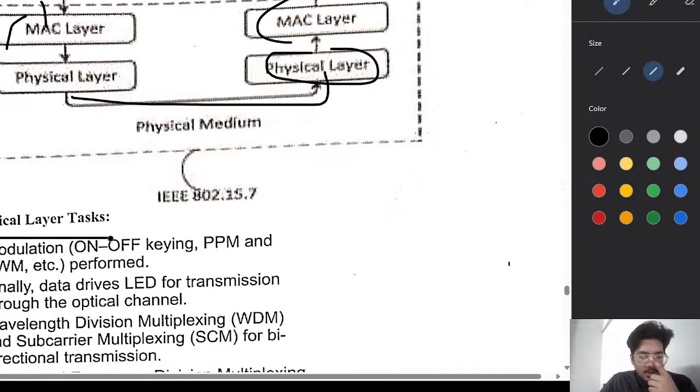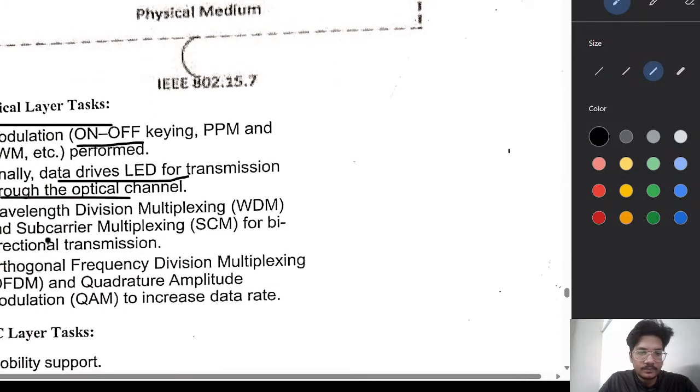Physical layer task. The physical layer task is modulation, on off keying, PPM and PWM, when data drives the LED for transmission through the optical channel. Also wavelength division multiplexing, subcarrier multiplexing, bidirectional transmission, orthogonal frequency division multiplexing, and quadrature amplitude modulation to increase the data rate.